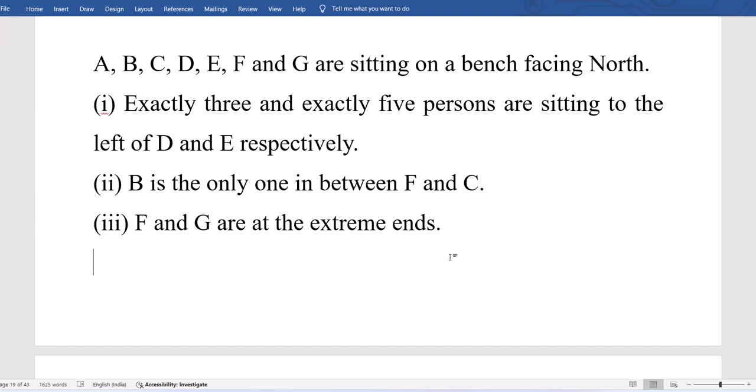Exactly 3 persons are sitting to the left of D. So first, second, third. Who is in the middle is D actually, answer completed. First question, who is in the middle is D. And exactly 5 people are sitting to the left of E, means E will be here. 1, 2, 3, 4, 5 people sitting to the left of E.